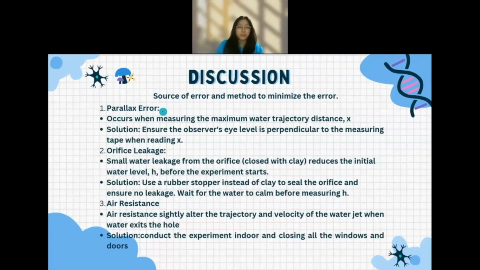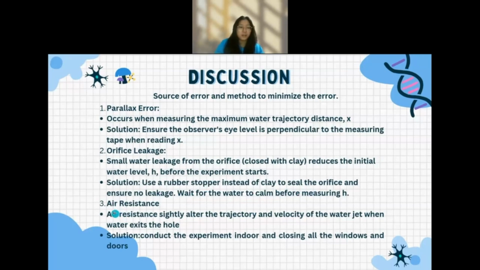The first error is parallax error, which occurs when measuring the maximum water trajectory distance. The solution is to ensure the observer's eye level is perpendicular to the measuring tape when reading x. The second error is orifice leakage. Small water leakage from the orifice caused by the clay reduces the initial water level h before the experiment starts. The solution is to use a rubber stopper instead of clay to seal the orifice and ensure no leakage. Wait for the water to settle before measuring the h.